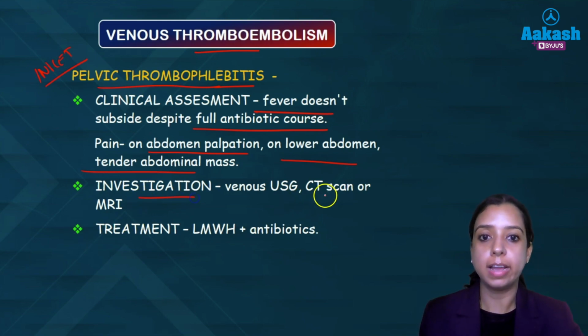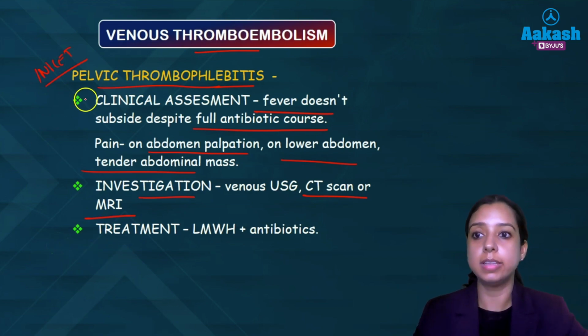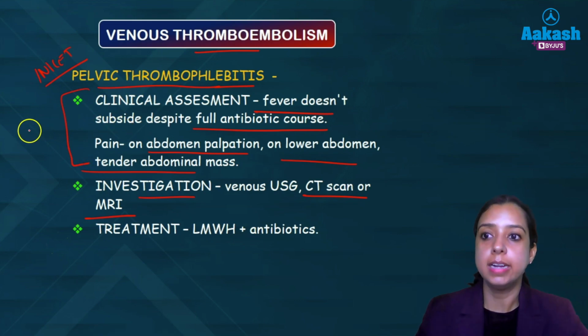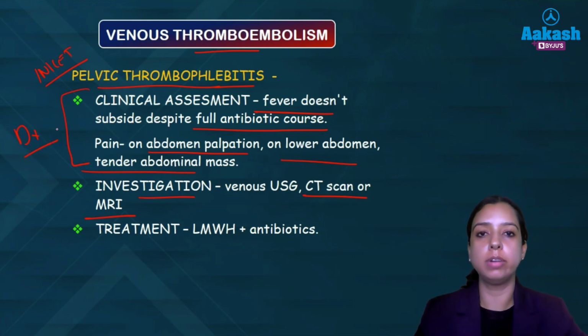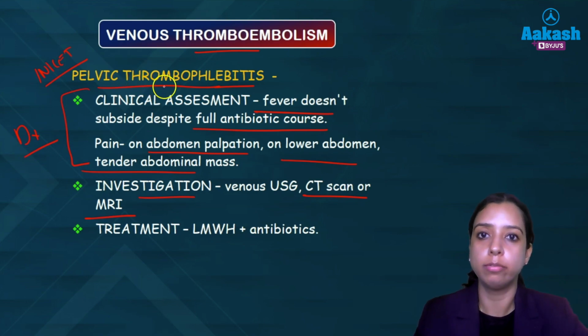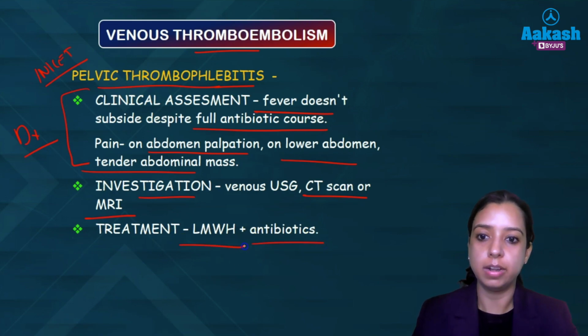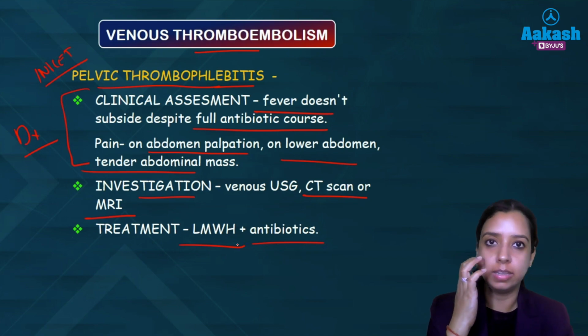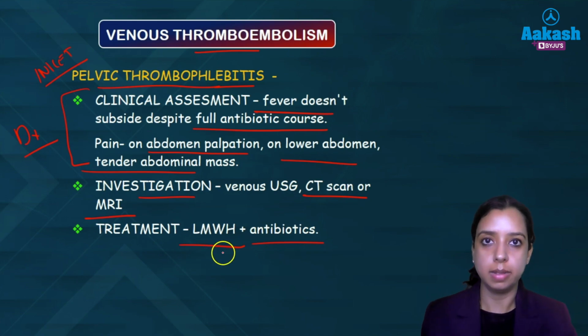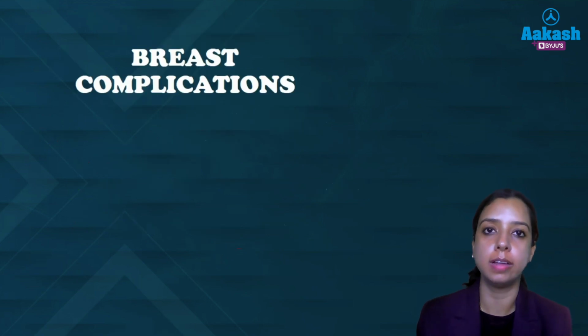How will you diagnose? You will diagnose by CT scan or MRI. Many times on MRI and CT scan, you will not find the thrombus, but on symptoms, you can very well treat. It's a diagnosis of exclusion. Once you have excluded all other causes of fever, urine infection, respiratory infection, then you think of thrombophlebitis. The treatment was asked in INICET. The treatment is antibiotics plus low molecular weight heparin. You do not do thrombolysis or anything like that. You do low molecular weight heparin and antibiotics together. Okay. This complication was asked in the question.